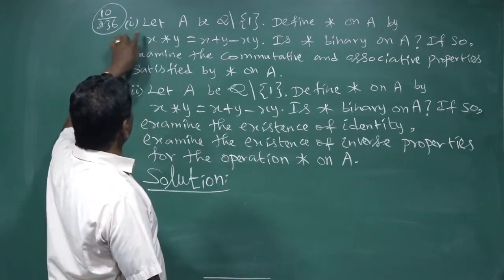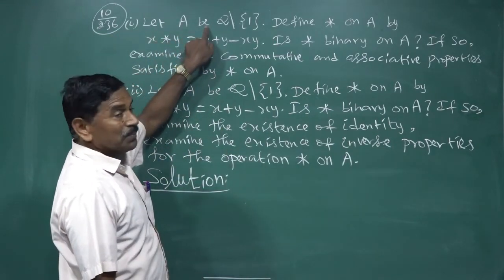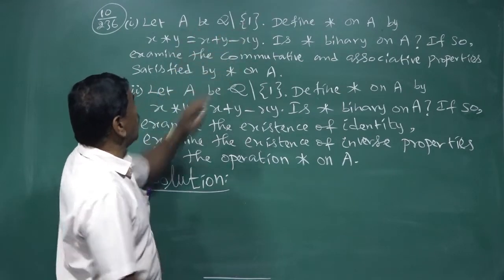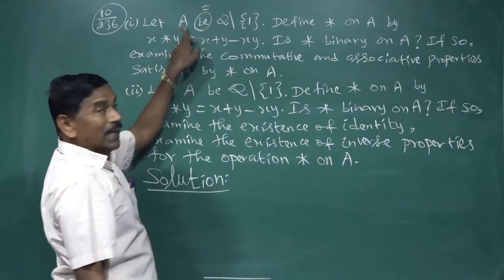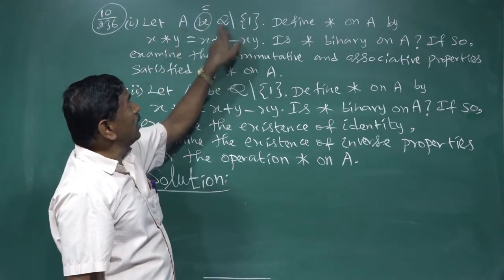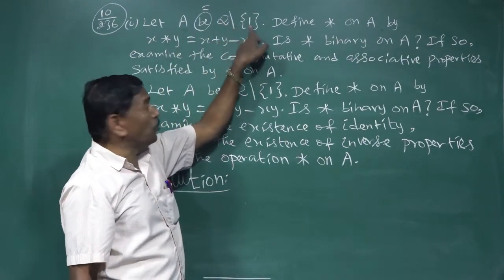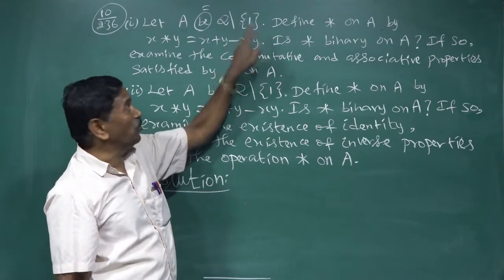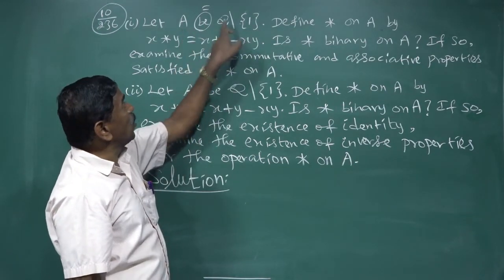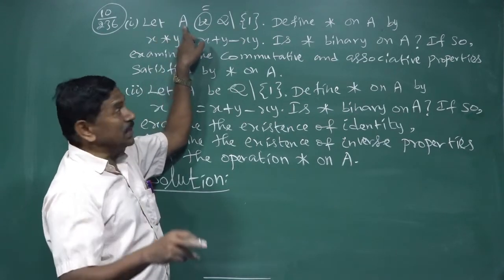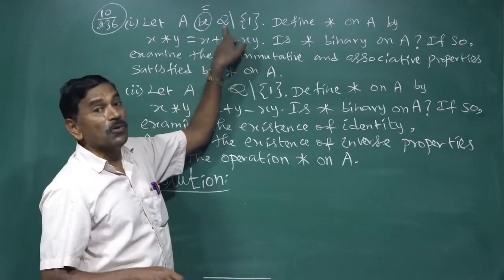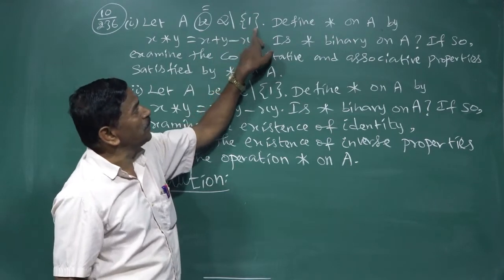Here the question is, let capital A be... that is, let capital A is equal to, that is the meaning. Here, capital A is a set which has the rational numbers except 1. So, the symbol is known as "except 1". That is, capital A is equal to Q minus 1. That is the meaning. Okay. Let capital A be a set which has the elements in the set of all rational numbers except 1.